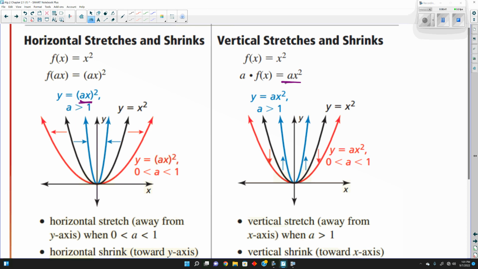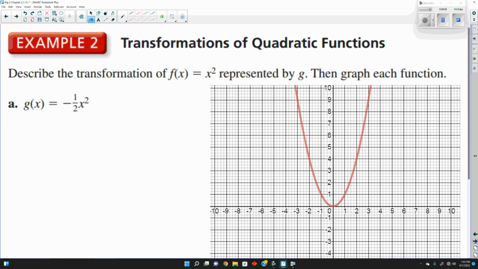Now, whenever we talk about horizontal stretch or shrink, it's kind of the opposite of what we think. There's two ways we can think about it. If we look at the horizontal stretch and shrink, and it looks like it should be a stretch, it's actually a shrink. Or if it looks like it should be a shrink, it's actually a stretch. We'll get to some and look at it, and when we get there, it'll make more sense. So we look at this first one here.